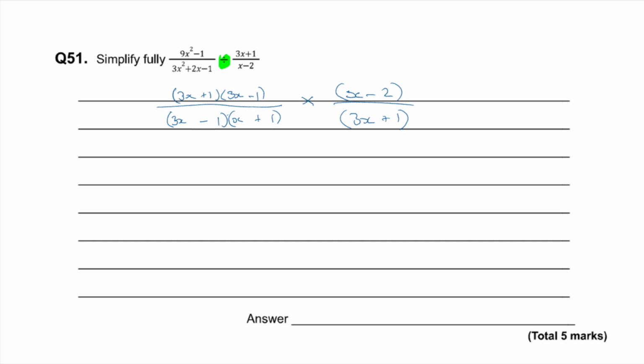Now, what have we got that matches that we can cancel? Well, I've got a 3x minus 1 on the top there, and a 3x minus 1 on the bottom there. I've got a 3x plus 1 on the top here, and a 3x plus 1 on the bottom here. And that just leaves me with x minus 2 and x plus 1. So x minus 2 remains on the top, over x plus 1, that remains also. And that's my finished final form.